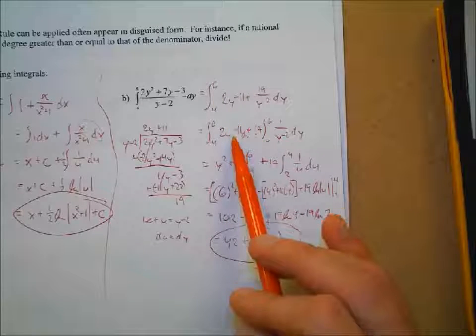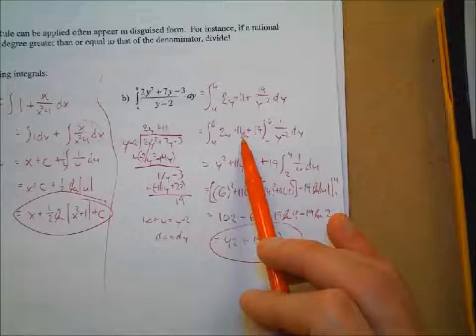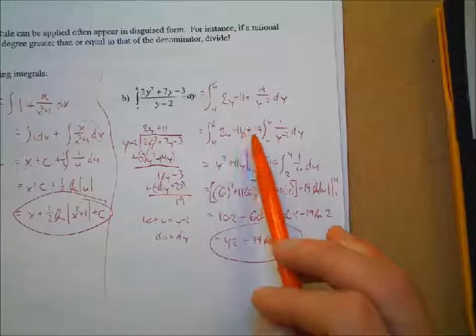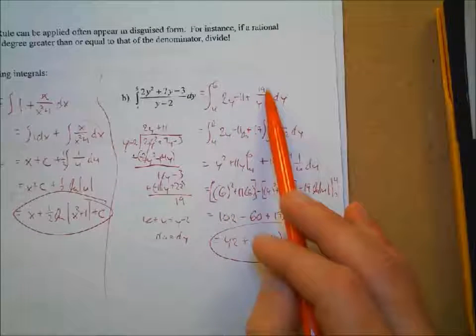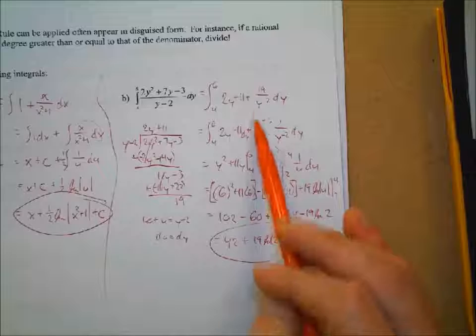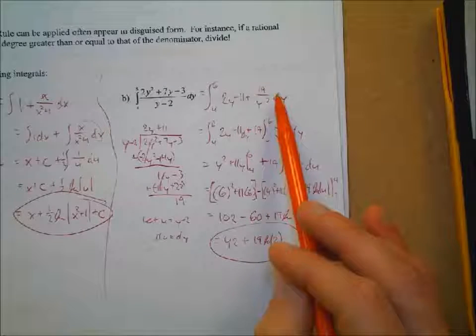You get 11y minus 3. Put an 11 here. You get negative 11y plus 22, and so you get 19 for your remainder. So this integral rewrites equivalently to this integral right here.